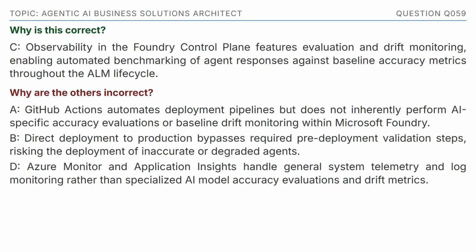Observability in the Foundry control plane features evaluation and drift monitoring, enabling automated benchmarking of agent responses against baseline accuracy metrics throughout the ALM lifecycle. Why are the others incorrect?